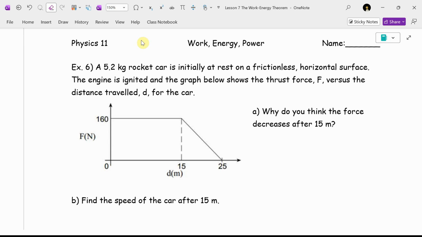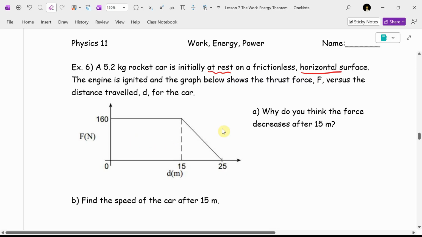Okay, here we go. Another cool application, we can look at rocket cars. So a rocket car is initially at rest. You know what? At rest is always important. I'll make a mental note. And it's on a horizontal surface, which means level ground. The engine is ignited, and this graph shows the thrust force versus the distance traveled.